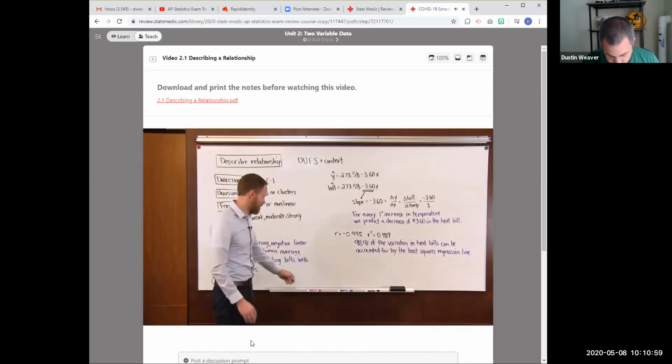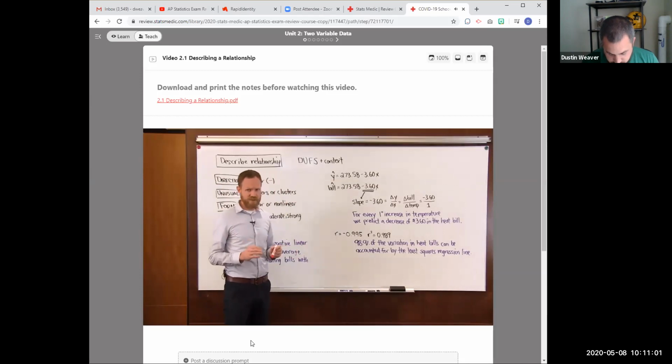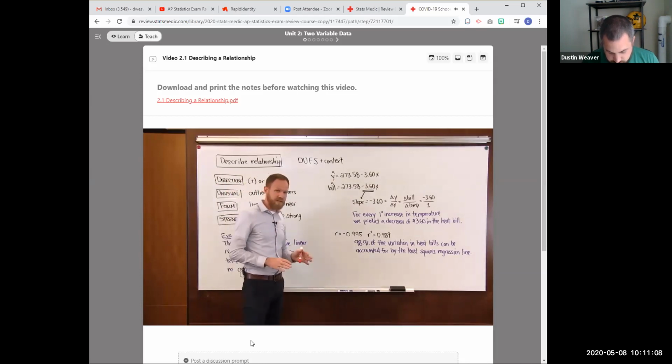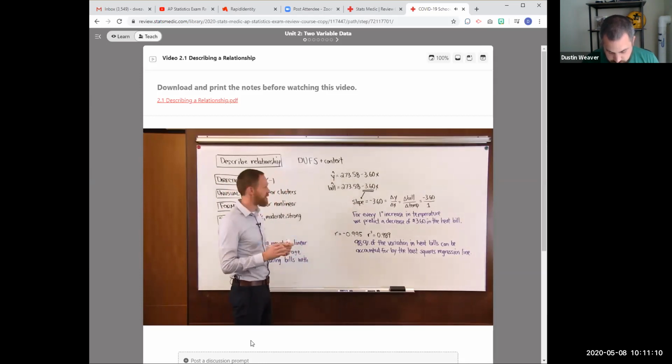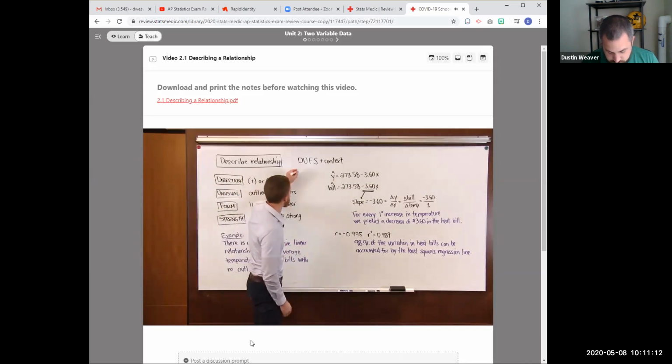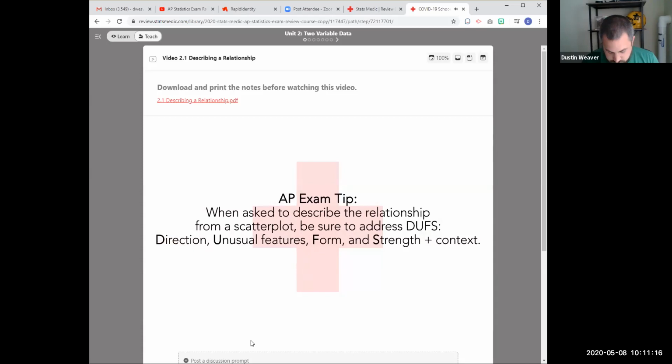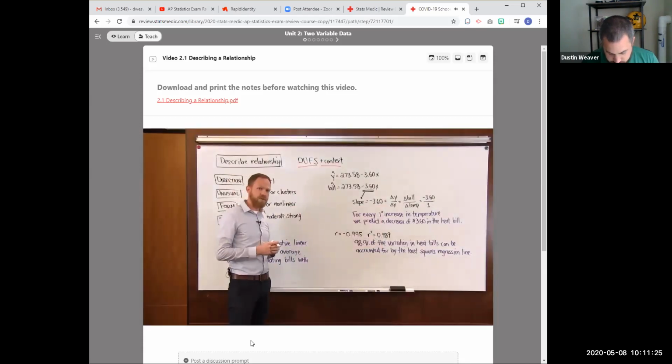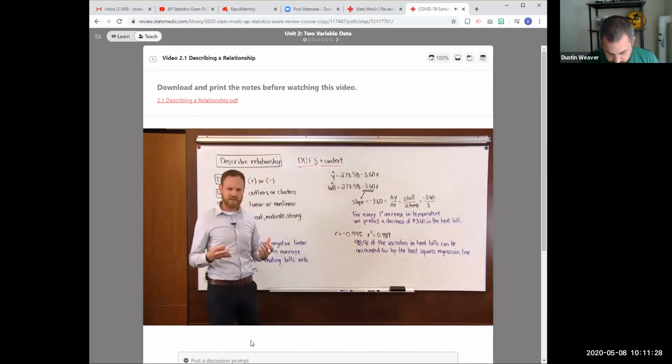So the first thing that you have to know is that this is a common question on the free response for the AP exam, and the rubrics have been very clear over the years on what the expectation is. And once again, there's going to be an acronym for remembering the 4 big ideas to talk about. The acronym here is DUFS, which stands for Direction, Unusual Features, Form, and Strength. And then once again, we're going to want to make sure that we include context in our solution. So let's dig into each one of these 4 big ideas and talk about the options that you have when discussing each of those ideas.